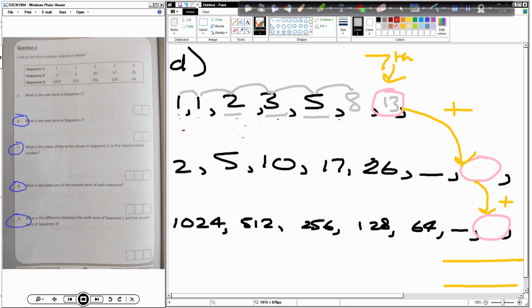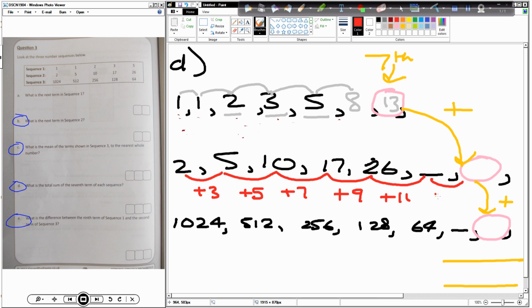So we have 2 to 5. What are we doing here? 2 to 5 we are adding 3. 5 to 10 we are adding another 2, so adding 5. And then we are adding 7 and then 9, and then we're going to add 11, and then we're going to add 13. So 26 add 11 will give us 37. 37 add 13 will give us 50.